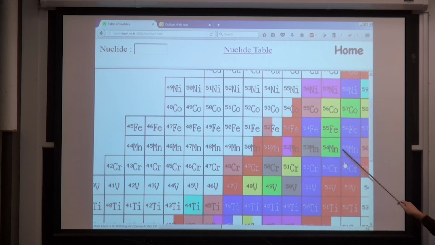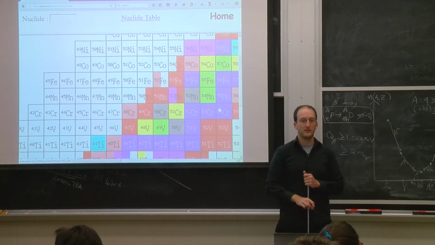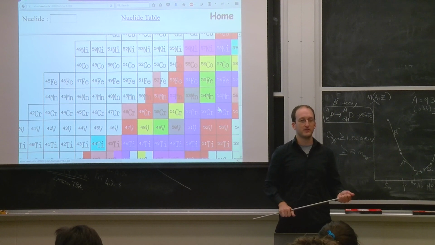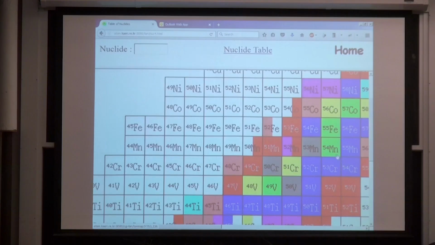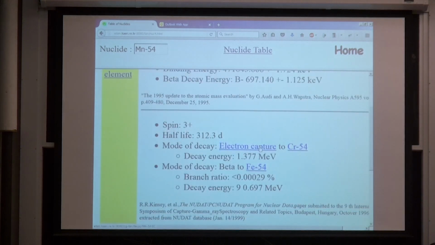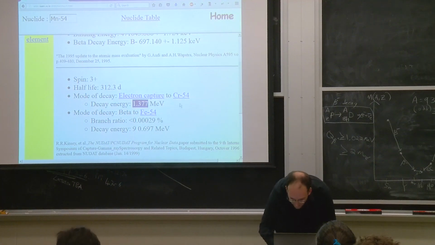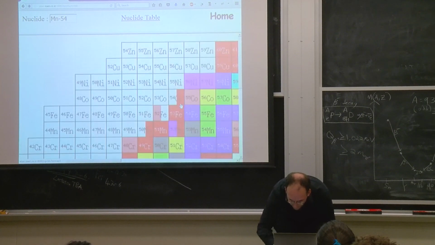How much do you want to bet that when we click on manganese 54, it's got two possible parent nuclides? Or, I'm sorry, two possible decay methods. So let's take a look. Manganese 54 can either electron capture and positron decay to chromium 54 or beta decay to iron 54. Let's take a look at one more to hammer the point home, and I think that'll probably be enough.